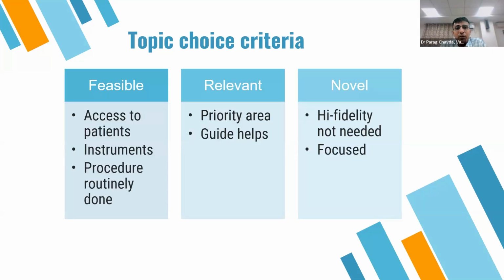The second aspect is relevance. Here, your guide would help you identify whether the topic is relevant or not. If it belongs to ICMR priority areas, more chances of getting selected. The last point is the novelty. Many times students feel that the topic has to be very novel for it to be selected, since it's a competitive process and only a small number of proposals get selected.